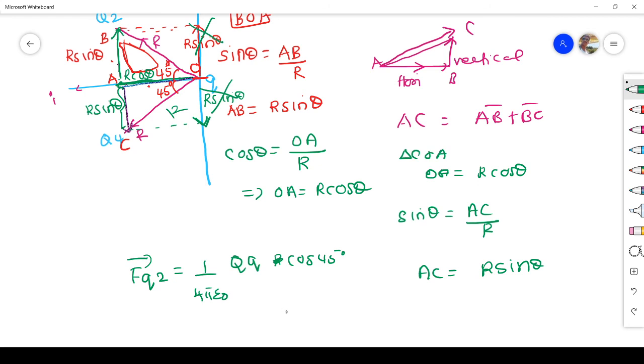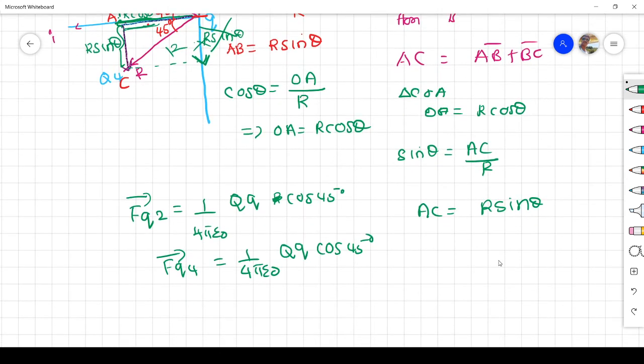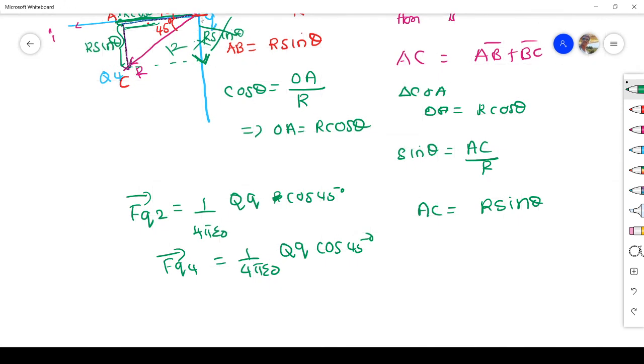Okay. Similarly, what about FQ4? FQ4 is 1 by 4 pi epsilon naught, capital Q, small q, cos 45. This is only contributing, but this is not contributing because these two are cancelled. So cos 45 degree, right? In which direction? I direction. So this is I cap, this is I cap. So I found what is FQ2, FQ4 and all.